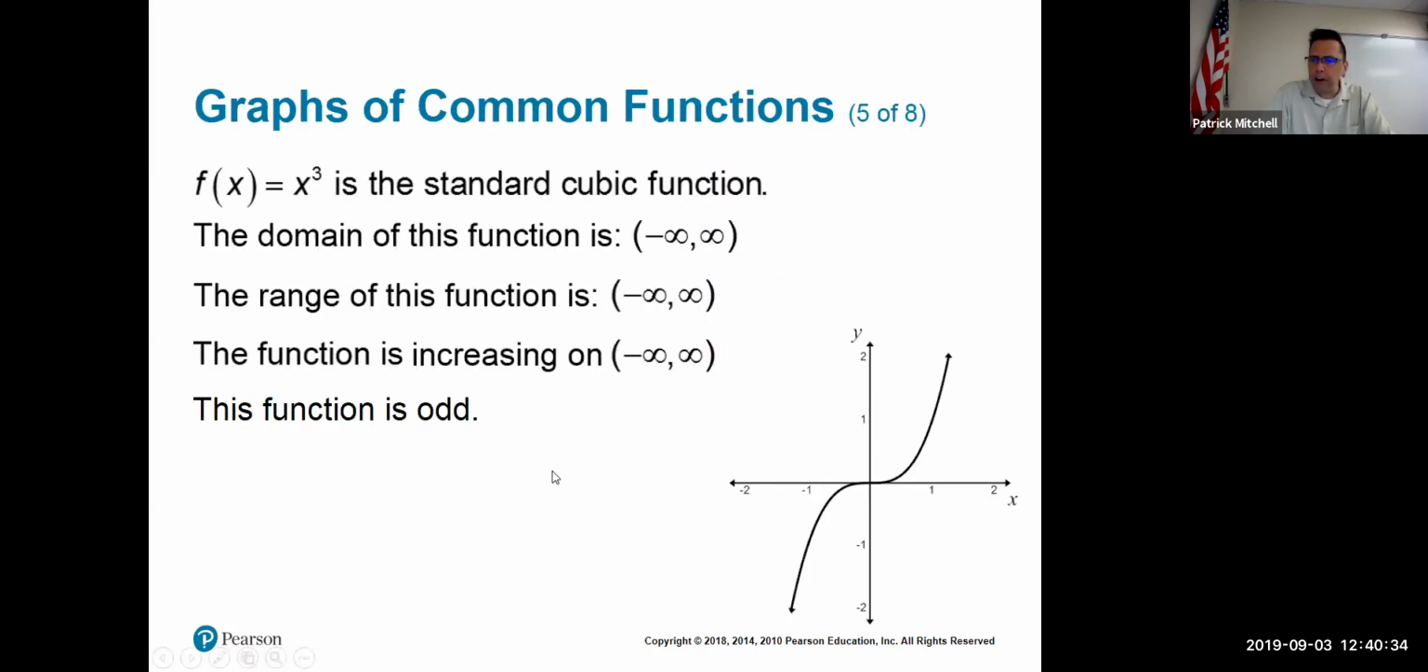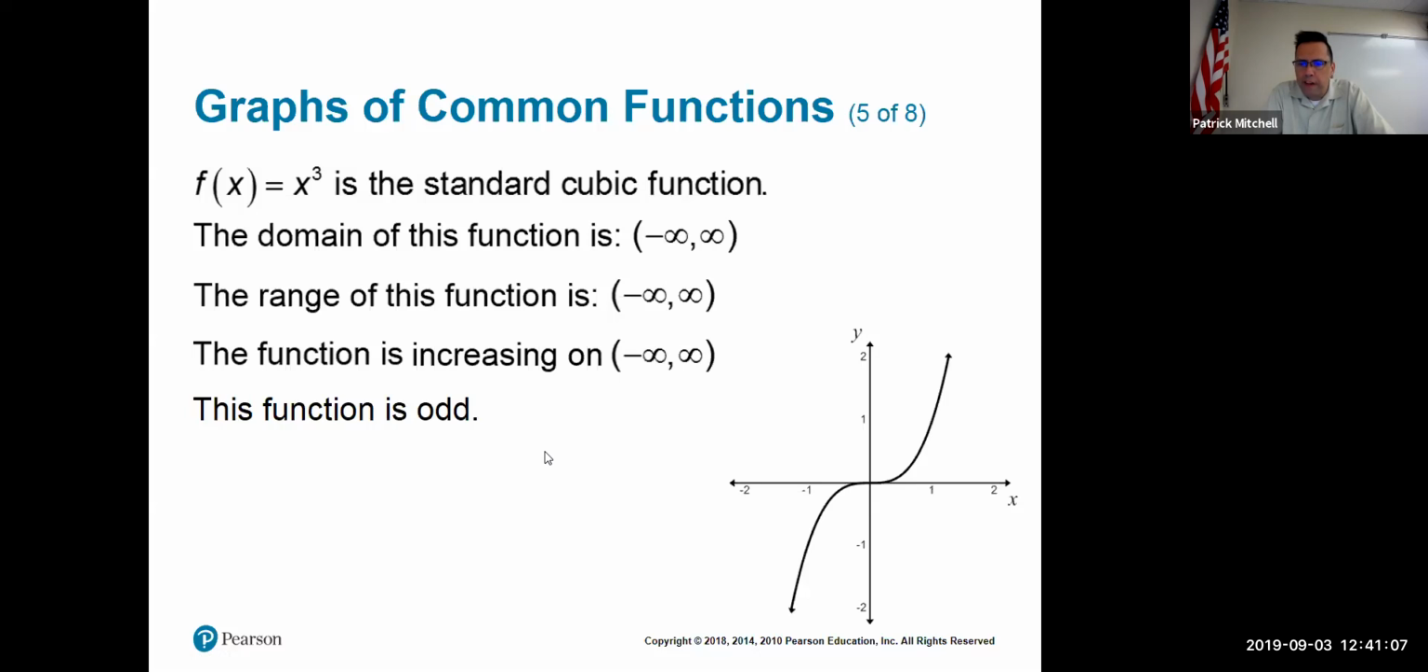So the cubic function, f of x equals x cubed. Its domain is all real numbers. Its range is all real numbers. Squash it onto the x-axis, you hit everything. Squash it onto the y-axis, you hit everything. And this is an odd function because, again, it has origin symmetry. If you take this piece on the right side and you rotate it 180 degrees, you're going to hit this side. Okay.